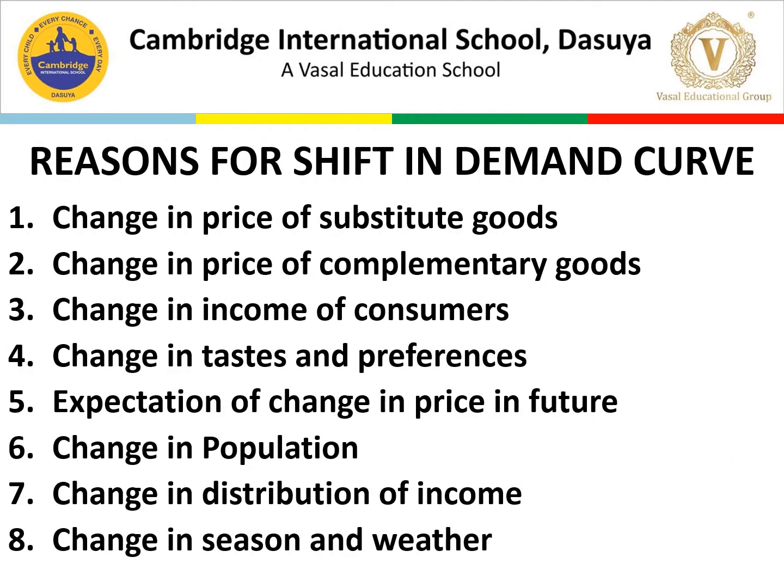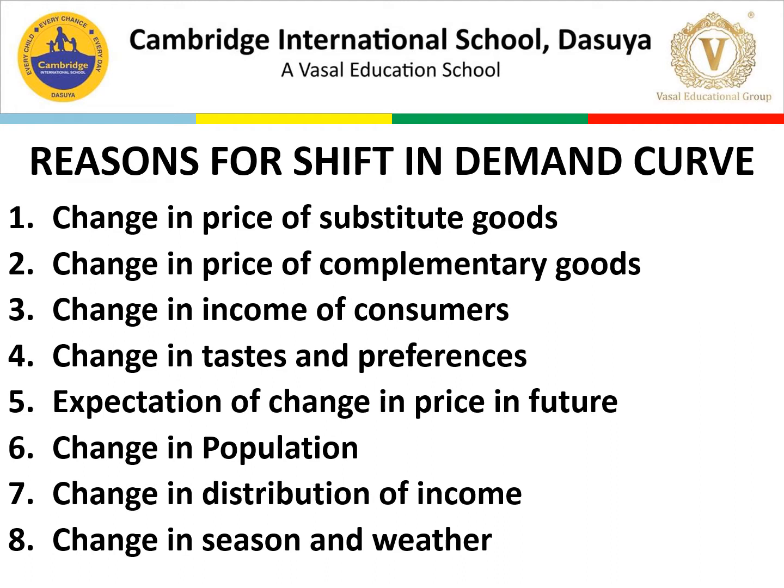After this, we first start with the reasons for shift in demand curve. Why does this shift occur in the demand curve? The very first thing is we have to understand the reasons. I was talking about factors other than the own price of the commodity. The first is change in price of substitute goods. Because of change in price of substitute goods, obviously there will be change in demand curve. Then change in price of complementary goods, then change in income of consumers. All these factors other than the own price of the commodity we call the reasons for shift in demand curve.